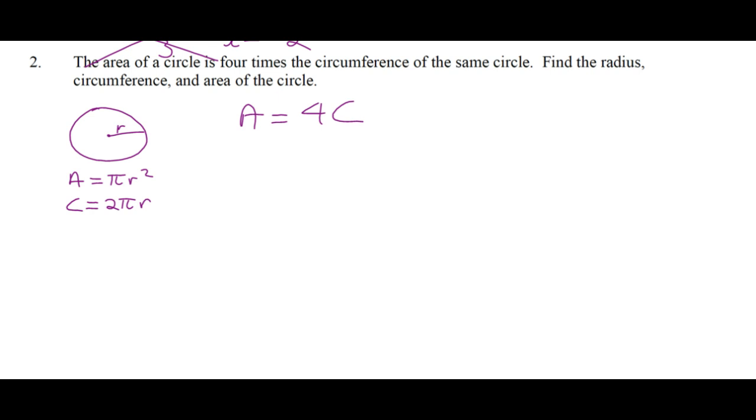Now, I have expressions that I can substitute there, right? It says find the radius, circumference, and area of the circle. So the area is what? What am I going to do with that A? I'm going to turn it into pi r squared, right? Because this says wherever you see A, you can write pi r squared, or wherever you see pi r squared, you can write A. What am I going to do with the C? Replace it with 2 pi r.